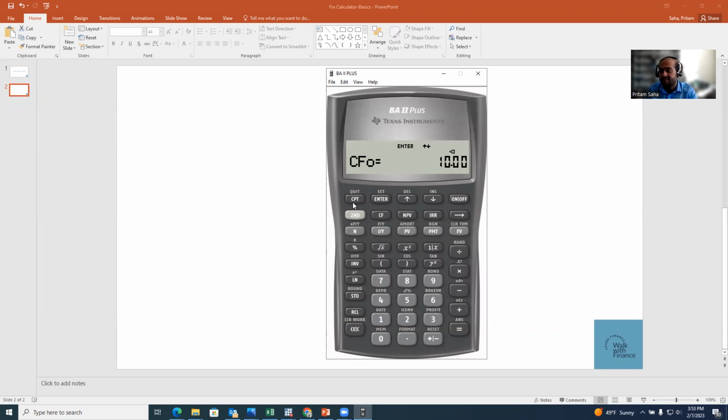CPT means compute. So let's say we inputted cash flow 0, 1, 2, 3. Now we want to calculate net present value, something like that. We have to hit this button so that we are telling the calculator we are done with all of our inputs, and now it should calculate our desired output. Going forward, I'll show you the usage of this CPT button. It means compute.